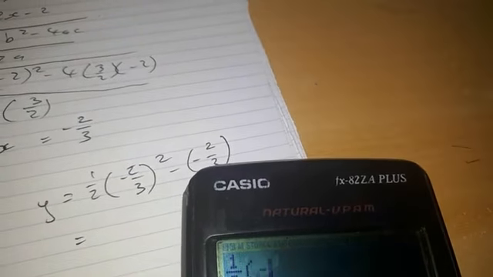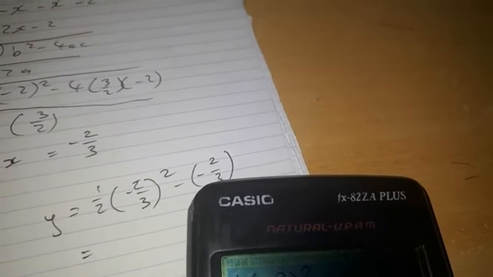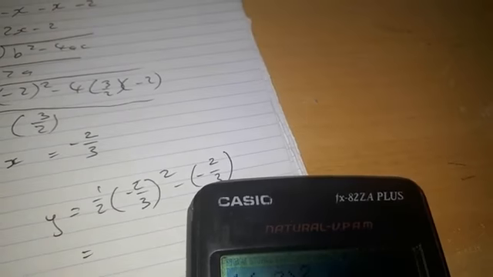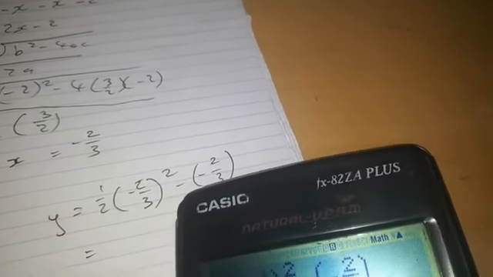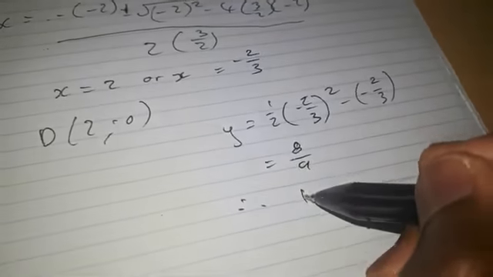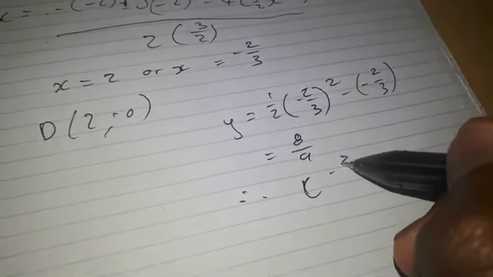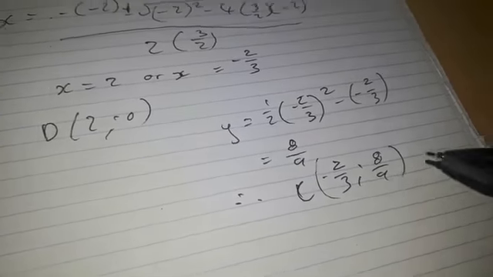And then you have negative 2 over 3 squared minus negative 2 over 3. Okay, that's like 8 over 9. That's fine. 8 over 9. So you can then say, therefore, that's for C now. C is going to be negative 2 over 3 and 8 over 9.